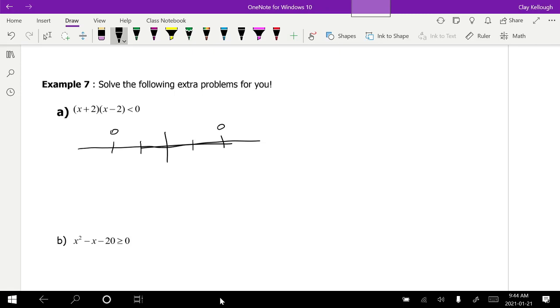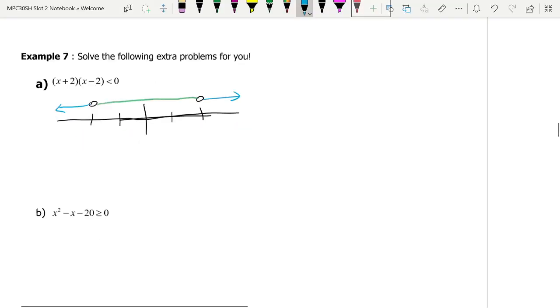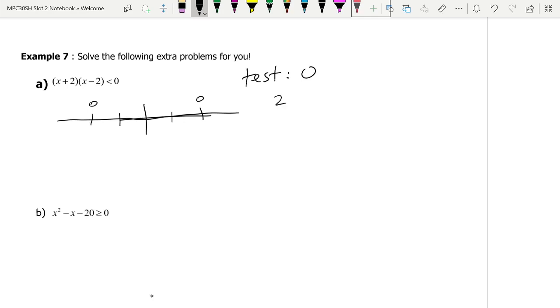Now, is the answer going to be this line between the dots, or is it going to be the areas on the sides of the dots? I don't know that, so I'm going to do a test point to find out. My test point is going to be 0. So I'm going to test 0. So 0 plus 2 is 2. 0 minus 2 is -2. Is 2 times -2 less than 0? Sure is. So that's my answer. There. So I found my answer. Now I just have to write my answer symbolically.